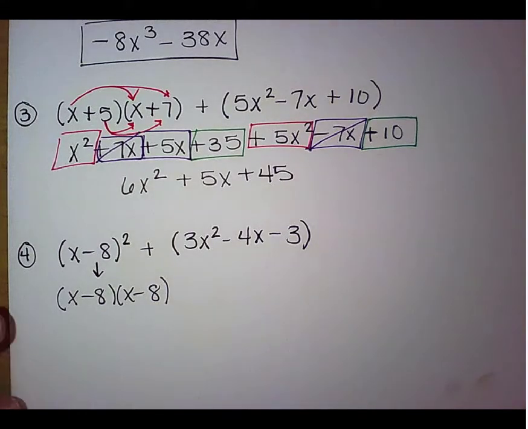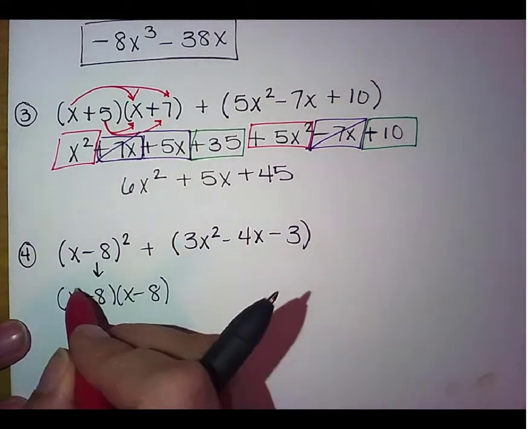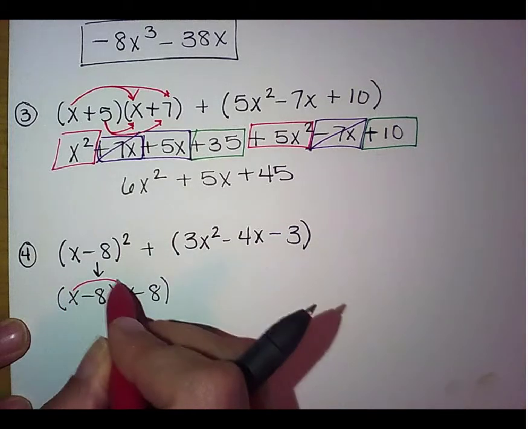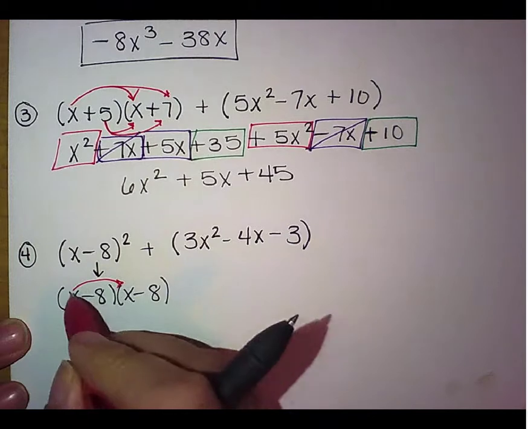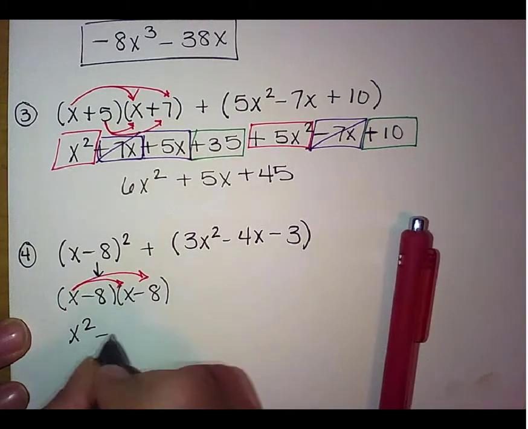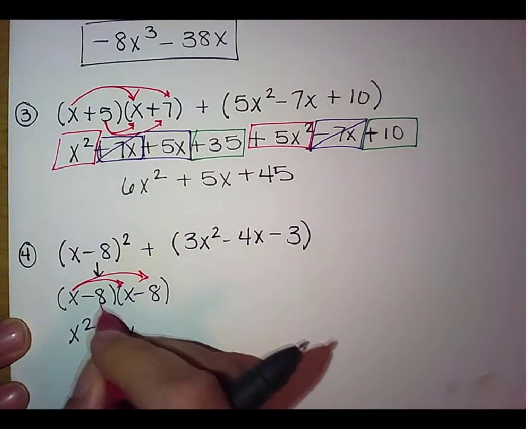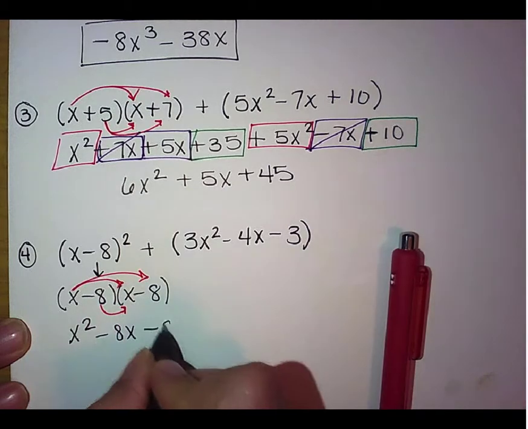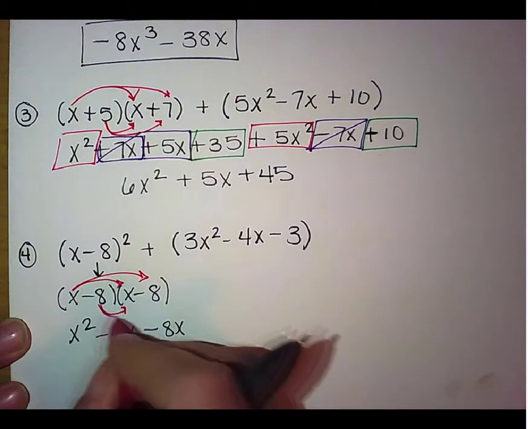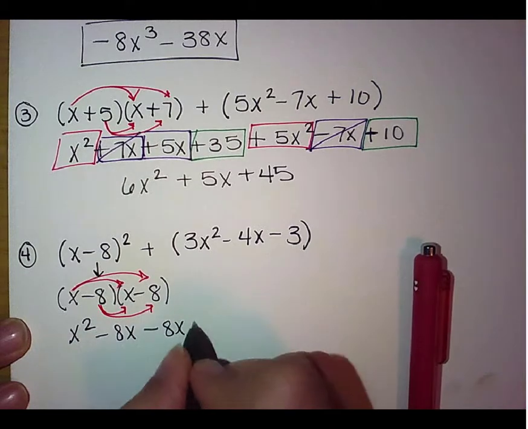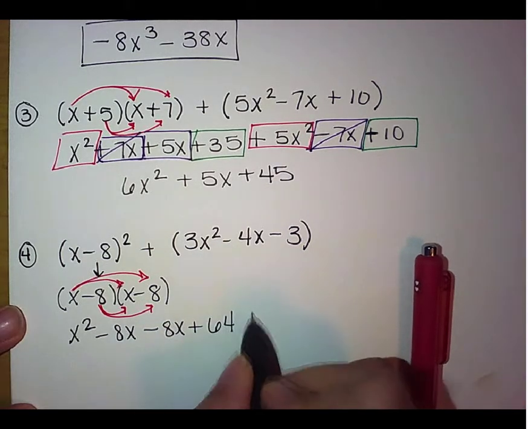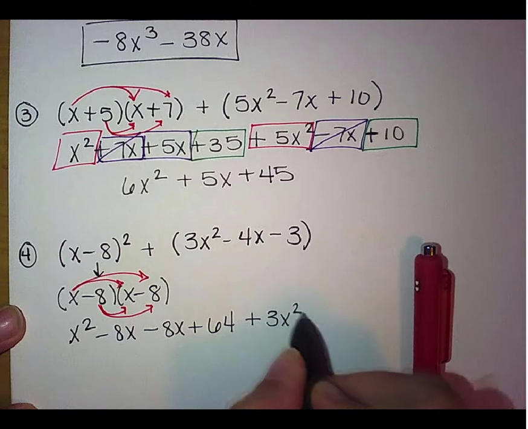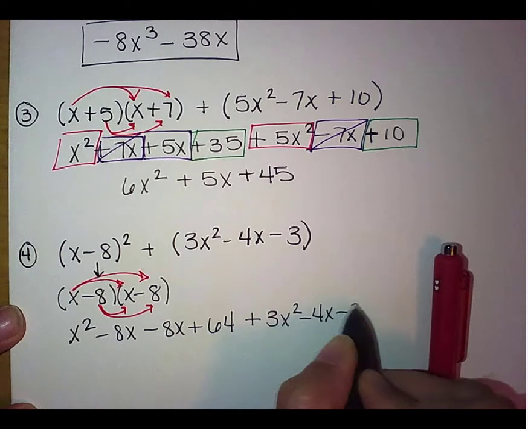Again, you can use the quick method to multiply this out, or you can actually go do the full-on FOIL. So we're going to do x times x, which is x squared, x times negative 8, which is negative 8x, negative 8 times x, which is negative 8x as well, and then negative 8 times a negative 8, which is going to make that a positive 64. And just like before on the other side here, we're just going to bring this guy straight down. So plus 3x squared minus 4x minus 3.